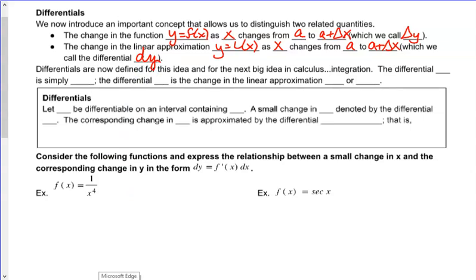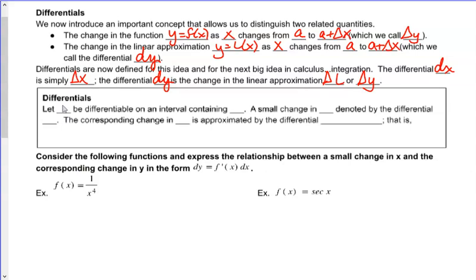And that's the idea that we're going to get into, that differentials are now defined for this idea and for the next big idea in calculus, which is integration. The differential dx is simply the same as delta x. The differential dy is the change in the linear approximation. We can call that delta L or delta y. And so we can kind of revert back. It's a notation thing when they revert into differentials, changing from the change of x to dx and the change of y into dy.